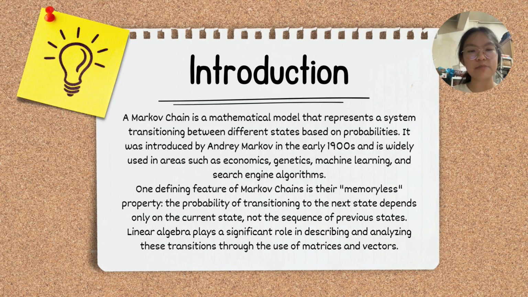First of all, I'd like to introduce Markov chain. A Markov chain is a mathematical model that represents a system transitioning between different states based on probability. It was introduced by Andrey Markov in 1900 and is widely used in areas such as economy, genetics, machine learning, and search engine algorithms. One defining feature of Markov chains is their memoryless property.